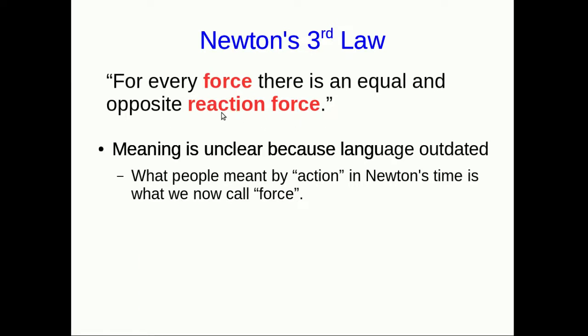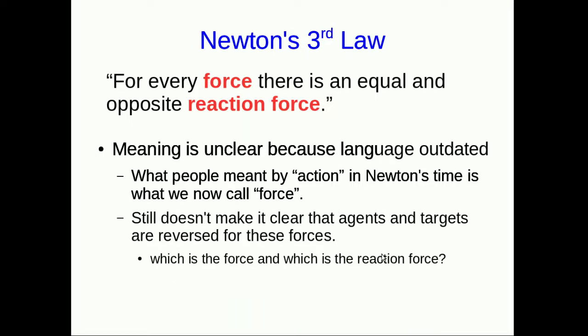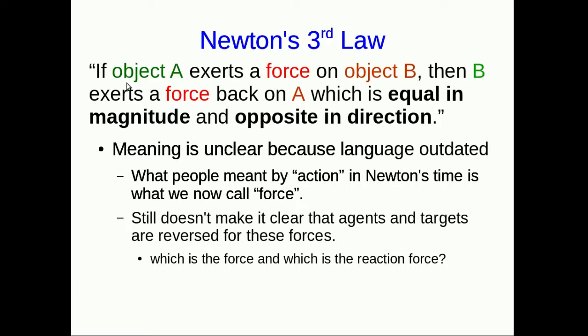That's still not as clear as we could make it, though, because it would be nice to have this fact that the agent and target get reversed in the two forces in an interaction pair encapsulated in the law. Also, it begs the question, which is the force and which is the reaction force, which is an artificial question. Each of the forces in the pair is the reaction to the other one. So here's a more modern statement. If object A exerts a force on object B, then B exerts a force back on A, which is equal in magnitude and opposite in direction.